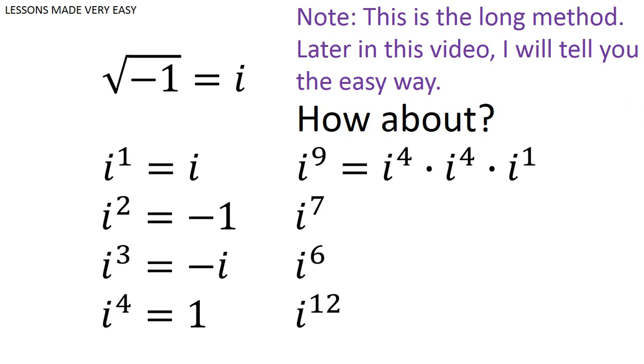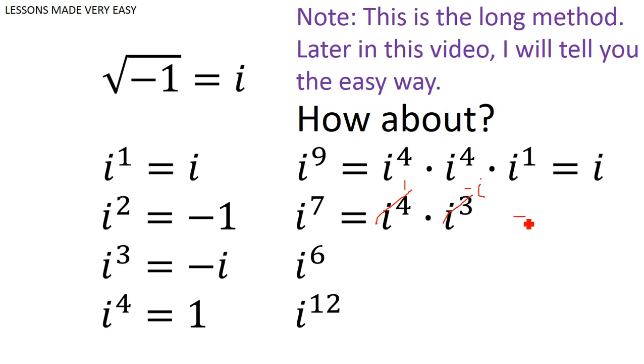Okay, just hang with me. So i to the 4 is 1, and the remaining is i, so that's why it's i. Then i to the 7 is 1 times i to the 3, which is negative i.